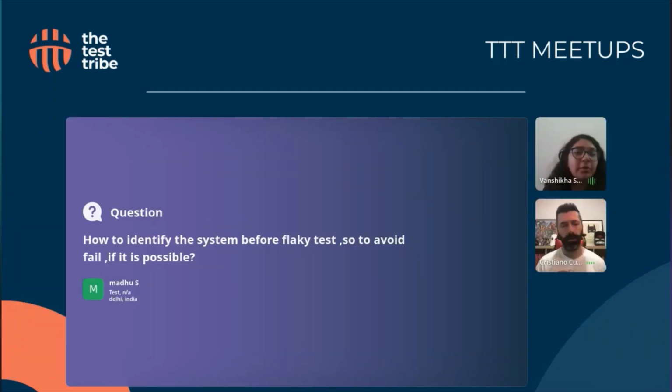Understood. We have another question from Madhu. The question is how to identify the system before a flaky test, so as to avoid failures, if it is possible.